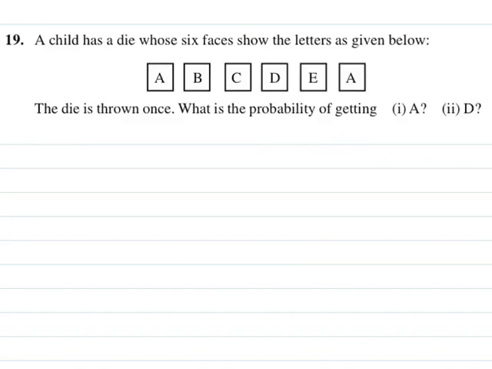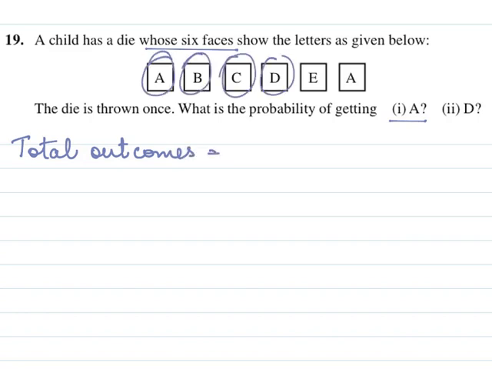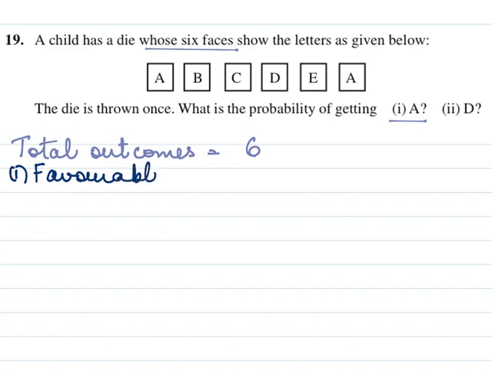A child has a dice whose 6 faces show the letters as given below. The dice is thrown. What is the probability of getting A? So first, always total outcomes or total events. And here we see it's 1, 2, 3, 4, 5, 6. So total events is 6. Next is favorable events.